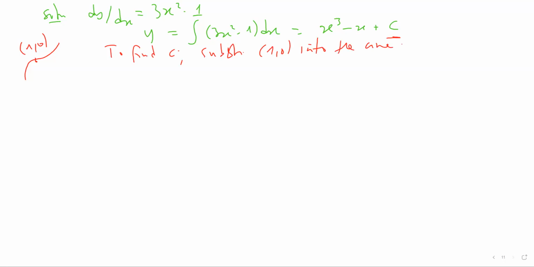That means y is 0 when x is 1: 1 cubed minus 1 plus c. This is equal to c, so it implies that c is 0. And your equation of the curve is x cubed minus x.